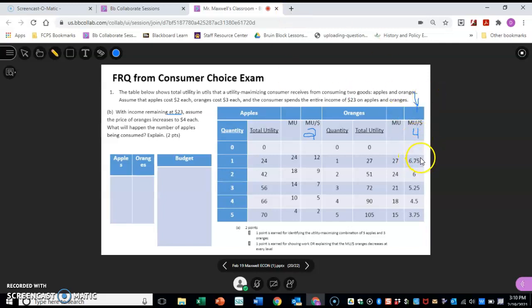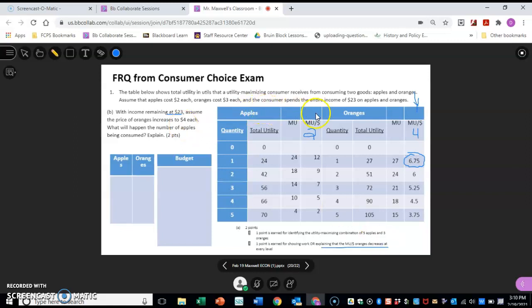And what you'll notice is this used to be, when it was $3, it was 9 utils per dollar. Now, because the price went up, the marginal utility per dollar for every orange is lower. So we're getting less satisfaction out of that. And one answer you could give me is that you would buy more apples and fewer oranges because the marginal utility of oranges decreases at every level.